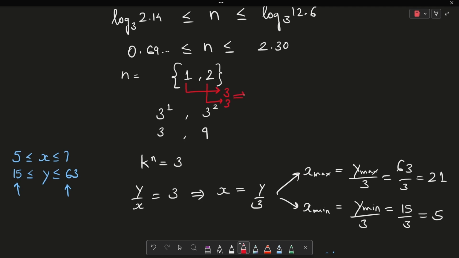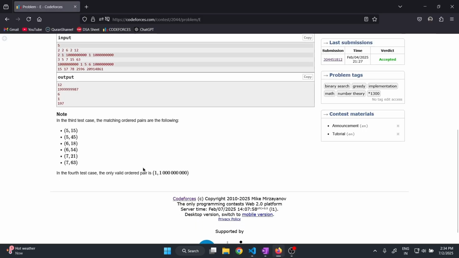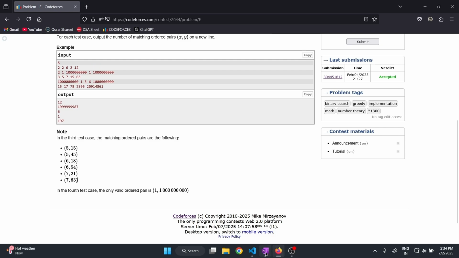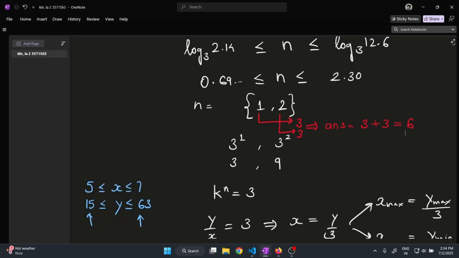So what will be my final answer? My final answer will be equal to 3 plus 3, that is equal to 6. So this is the simple logic of this code, and I'll show you. This is the possible answer also, right? 6. This is it, right? Fine. So what is the conclusion? What is the final solution of the problem?